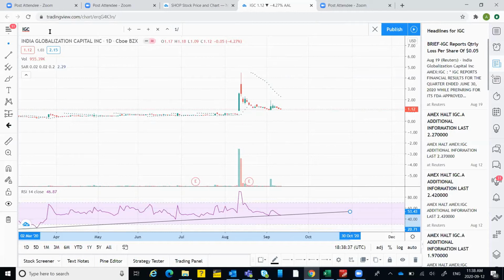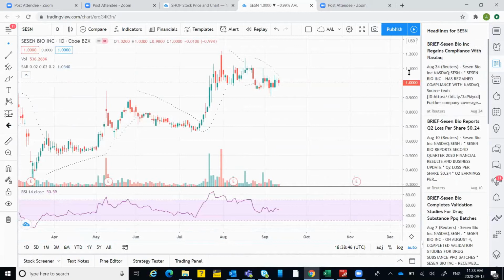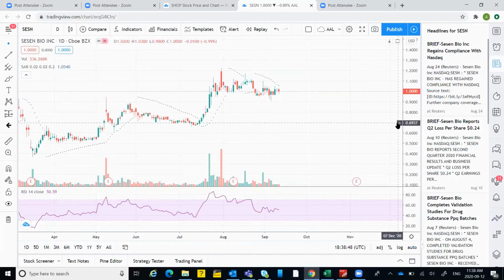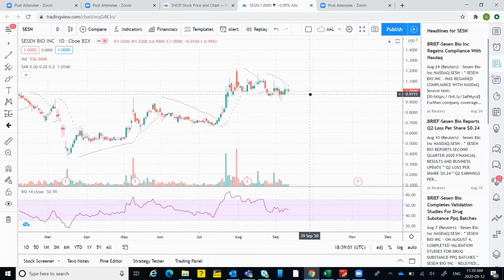Okay, I'm looking at SESN. I bought this at 1.09, and it's just hovering around this. You bought it here at 1.09. Okay. The parabolics are very close. Yeah, that's close, very close parabolics. So this is a support level here.